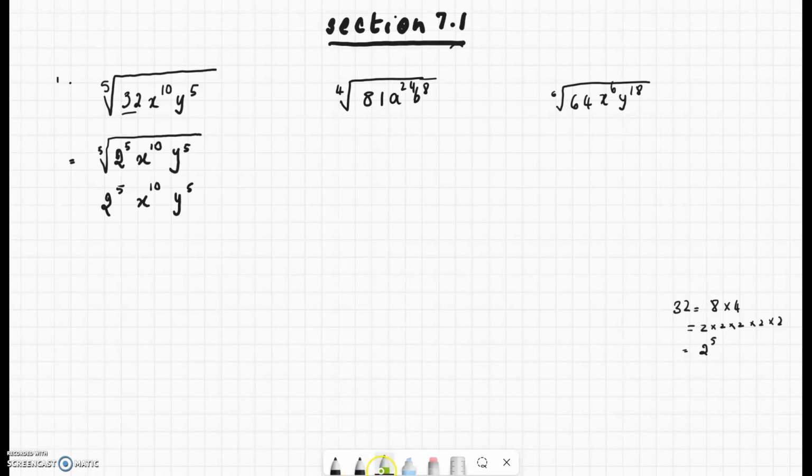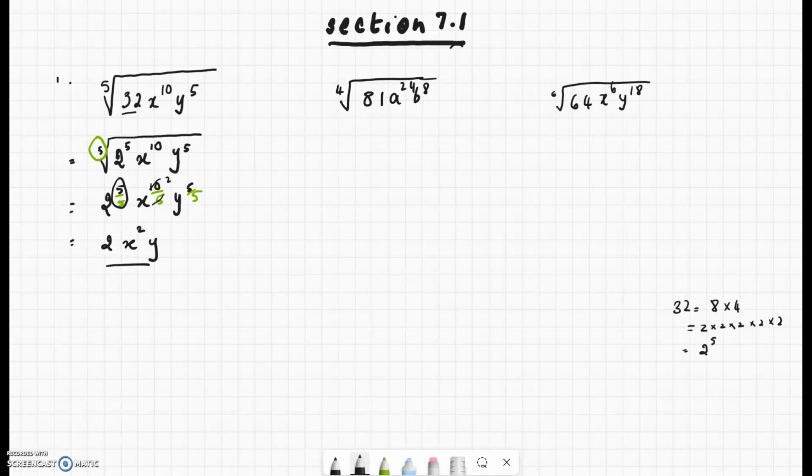Each of these is divided by 5. Since it's the 5th root, you divide by 5, just the exponents, remember that. So this is equal to 2 to the 1. 5 goes 2 times into 10, so that is equal to x to the 2 and y to the 1.